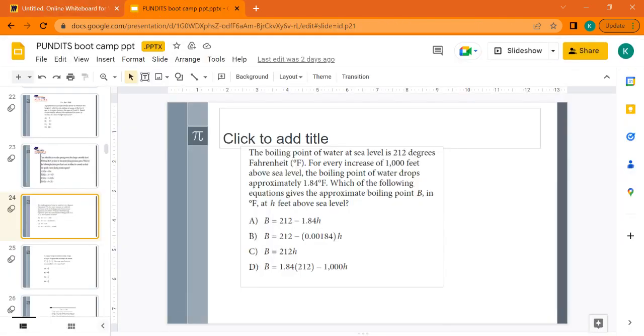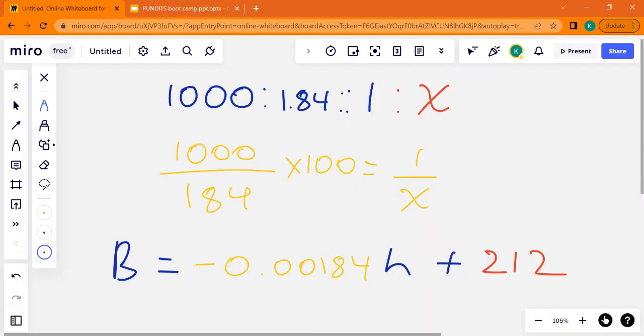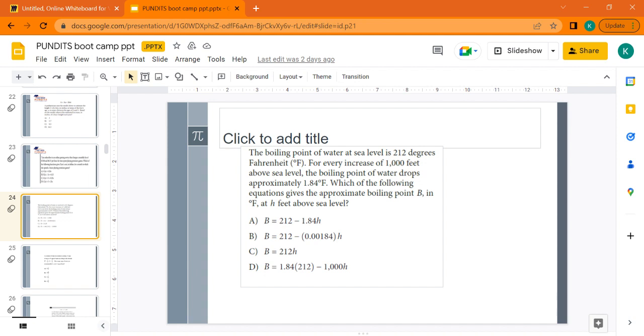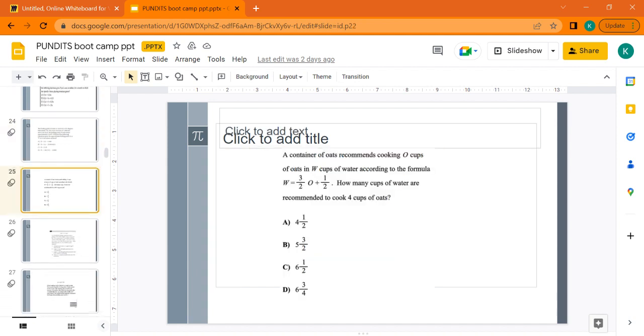Let's take a look at the options. B is the same equation we got here, which means the answer to this question is going to be option B. Try and solve this question right here, and I'm going to show you how to do it next.